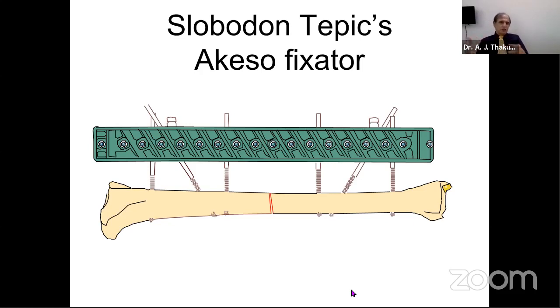Slobodan Tepic is the scientist who has made this fixator. What happens here, first we apply this external fixator, this is a plastic thing, and these are applied in several ways. And at 4 weeks, a small metal piece is inserted in these two pins, or by the side of the pins, that improves the stability tremendously. It makes it more stable. So all that is required is putting a metal piece here and here at the stipulated time, and it changes the stiffness of this thing. It's a very versatile thing, but not many clinical trials have been done.